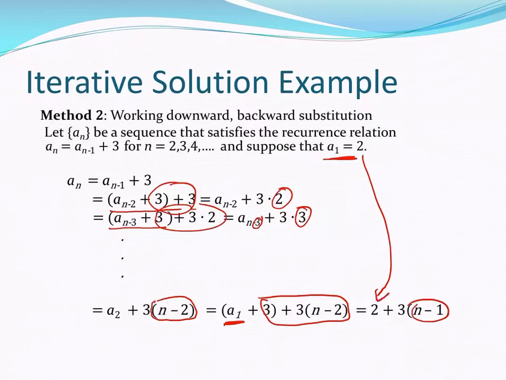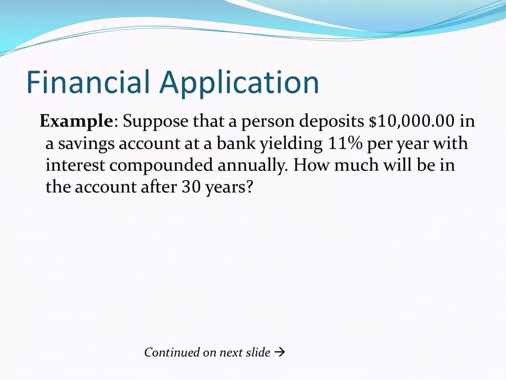All right, that's an example using an arithmetic progression. Let's look at one using a geometric progression. What if we want to deposit $10,000 in a bank account yielding 11% per year? I mean, who wouldn't want to do that, right? The question is, how much would you have after 30 years?